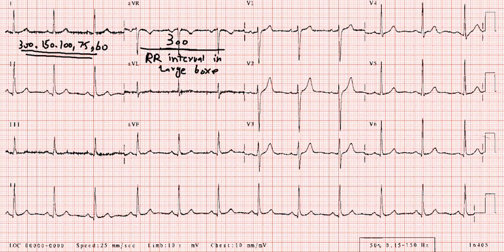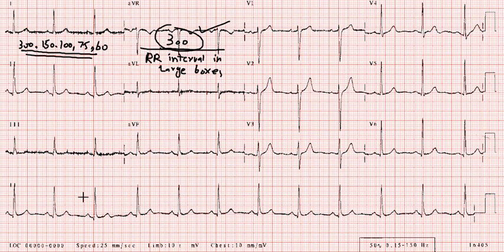Now what is this number? We have already learned that in 1 minute there are 300 large boxes. I have already told you that. And since the heart rate is measured in minutes, beats per minute, that is what this number is: 300. In 1 minute there are 300 large boxes. This is what that number is.